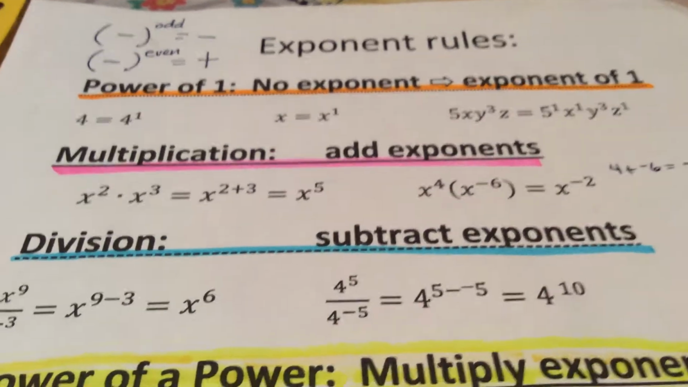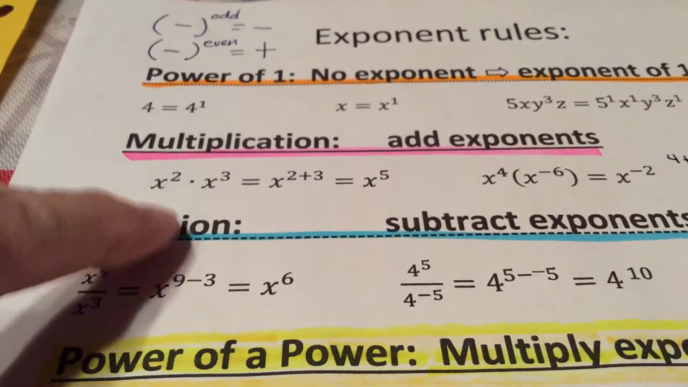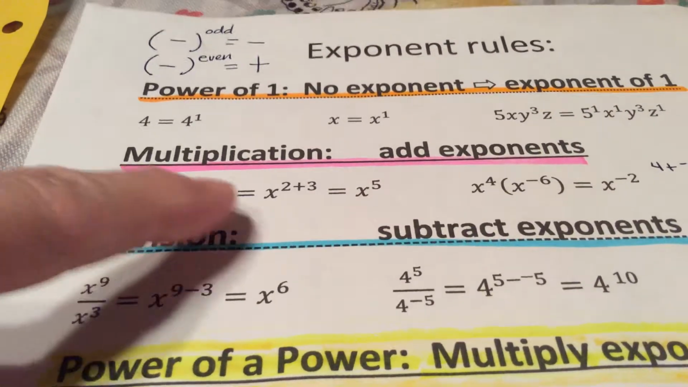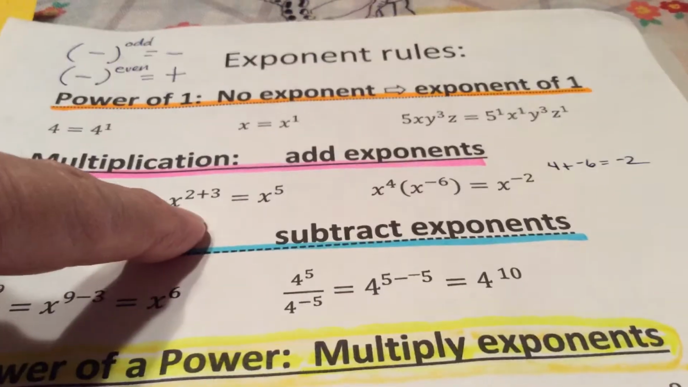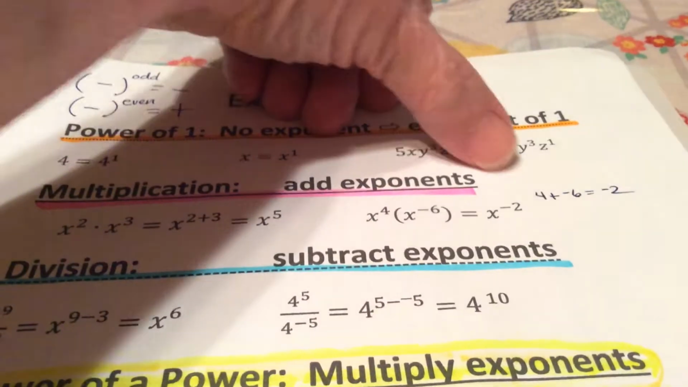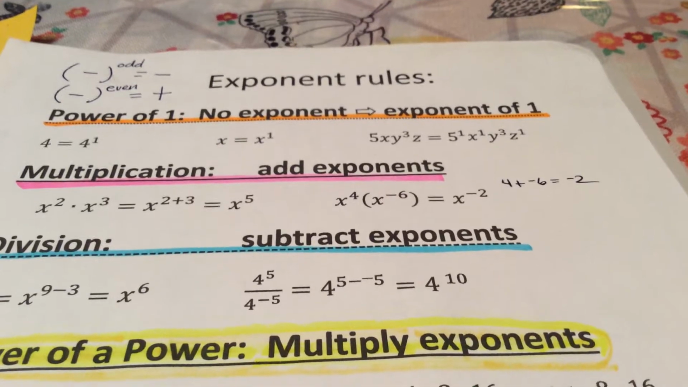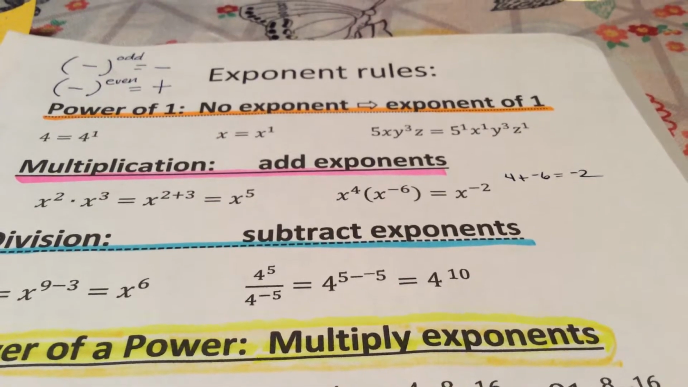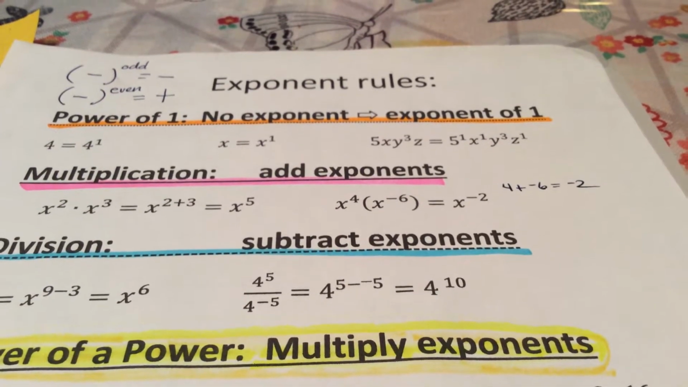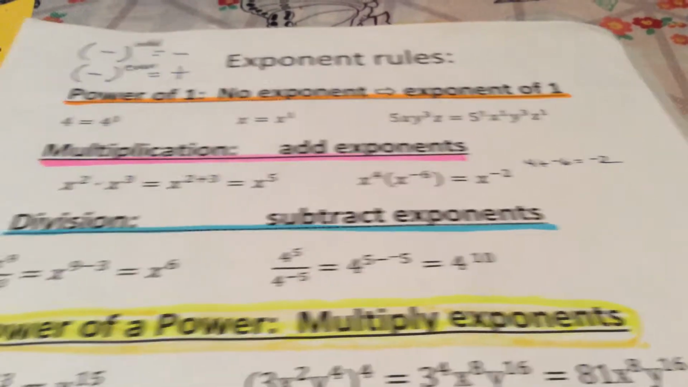So that's the first one, multiplication. When you're multiplying here, you add the exponents. 2 plus 3 is 5. And I kind of forgot the step over here by putting 4 plus negative 6 equals a negative 2 power. We're going to learn today how we react when we get a negative exponent.